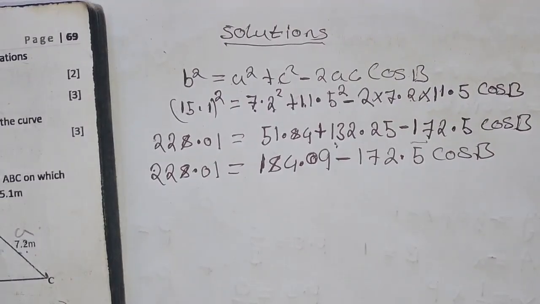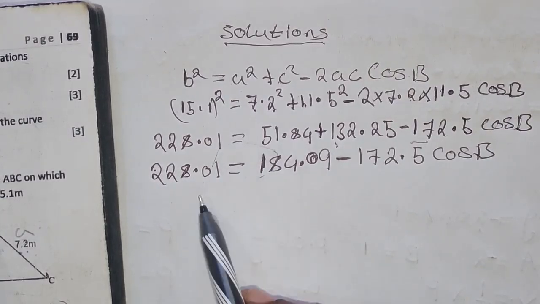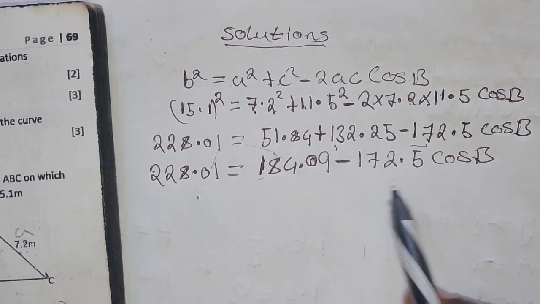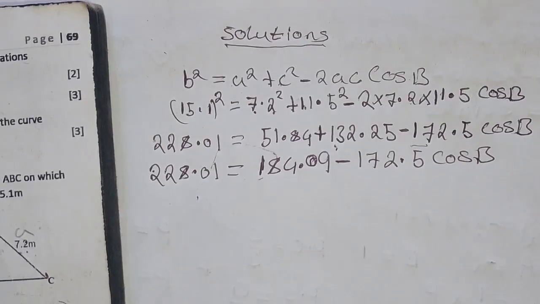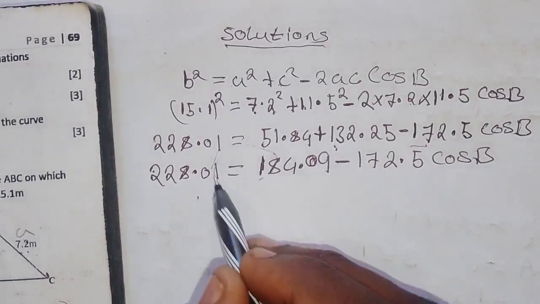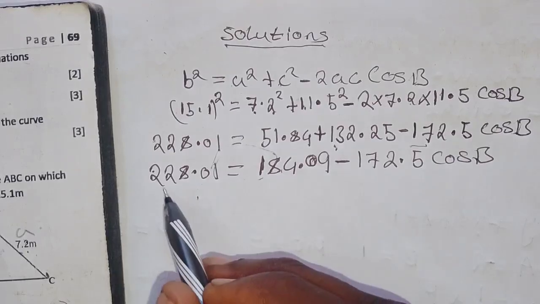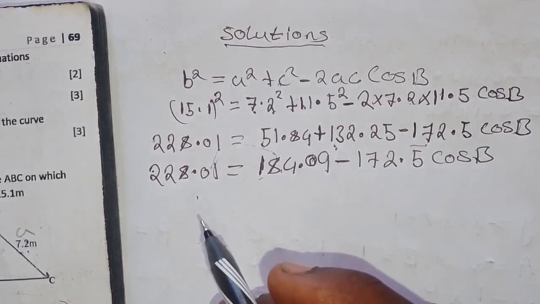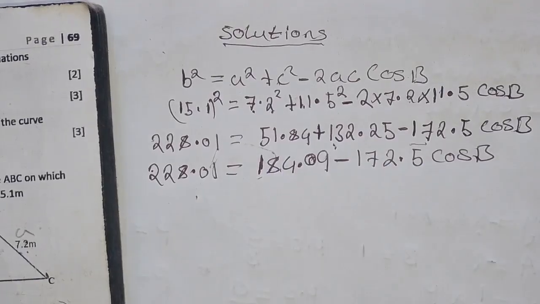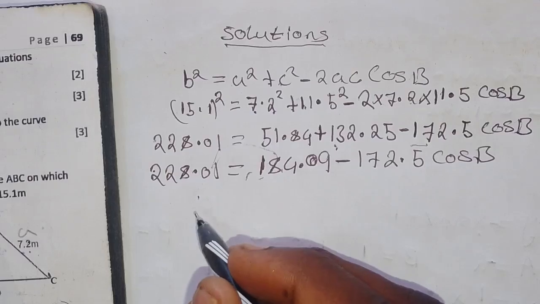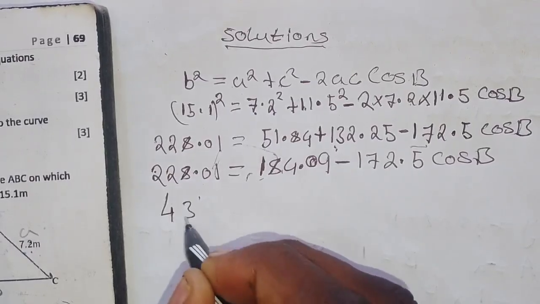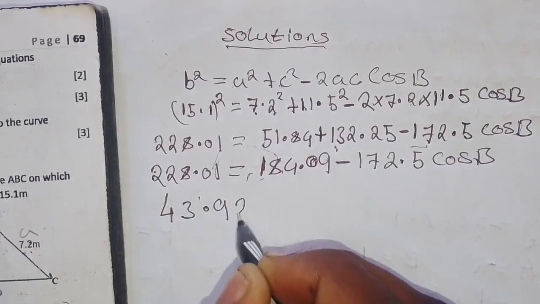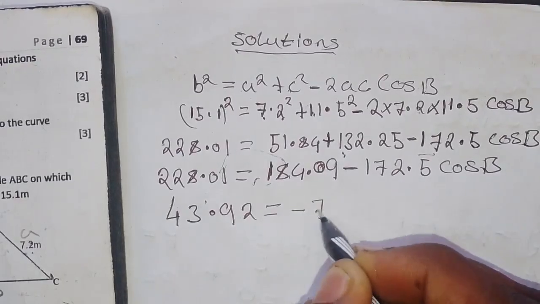Then you just collect the like terms. You take this to this side so that we remain with the negative 172.5 cos B. When this comes to this side, it will be negative. So we're going to have 228.01 minus 184.09, and this will give us 43.92. So here we have 43.92 is equal to negative 172.5 cos B.